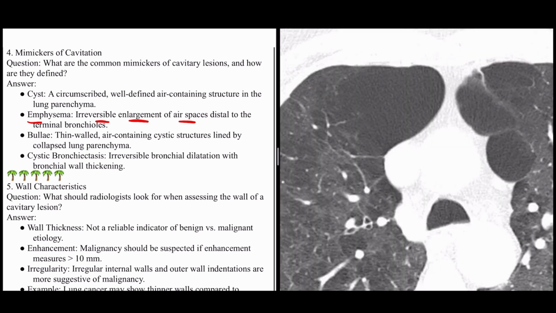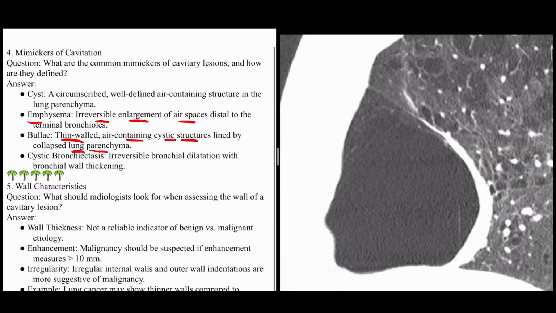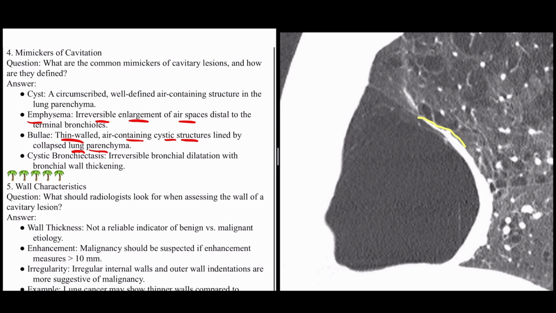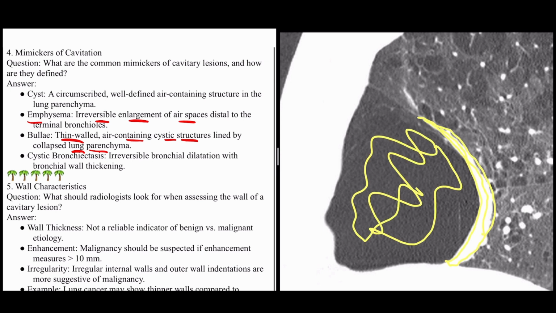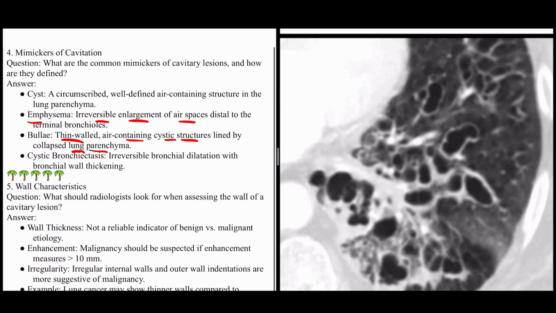Bullae are thin-walled, air-containing cystic structures lined by collapsed lung parenchyma. So one of the key features of bullae is the atelectasis of lung surrounding the bullae. Lastly, cystic bronchiectasis, which is irreversible bronchial dilatation with bronchial wall thickening. So the wall of the cystic bronchiectasis will correspond to the dilated bronchus.